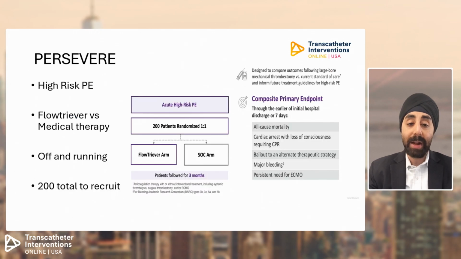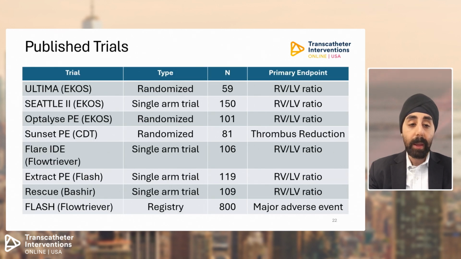So these are patients that are hemodynamically unstable. This is now being tested in a randomized trial fashion in the PERSEVERE study. This is off and running, 200 patients to recruit. It is a difficult study to recruit because these are those highest risk patients that need really very quick evaluation and treatment. And your 200 patients are being randomized one-to-one to either FlowTriever or standard of care. So hopefully we will have an answer to that question in a randomized fashion relatively soon.